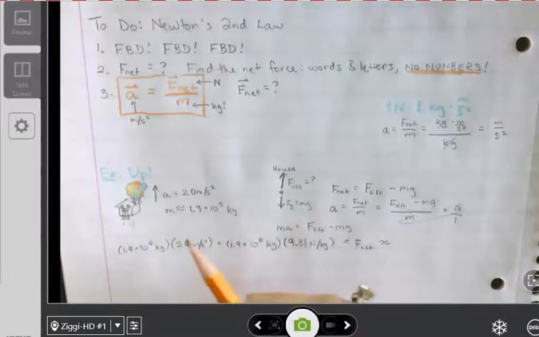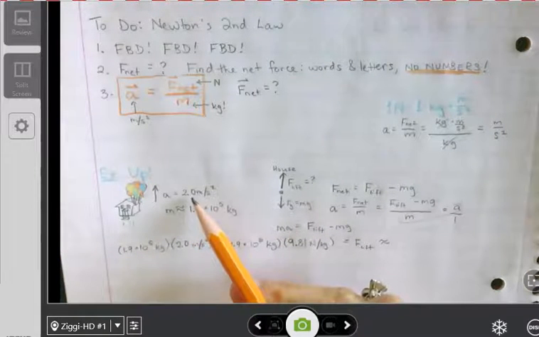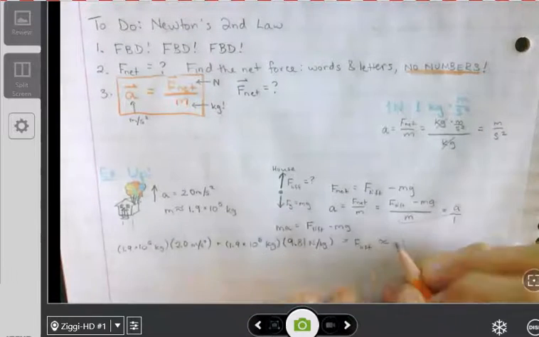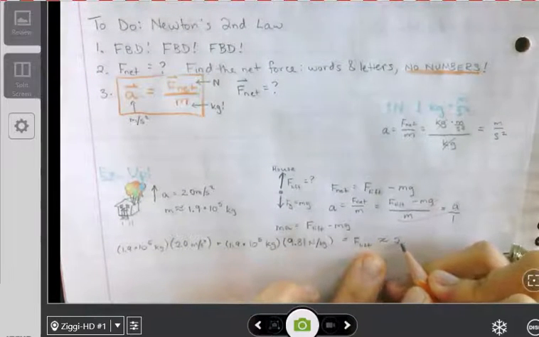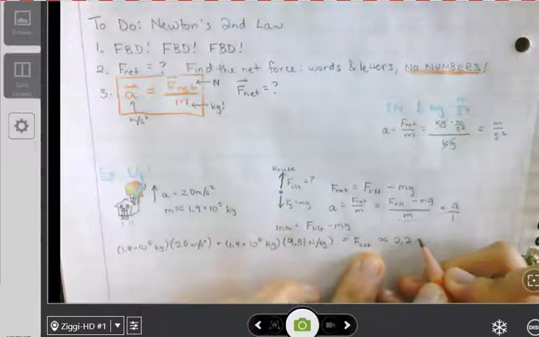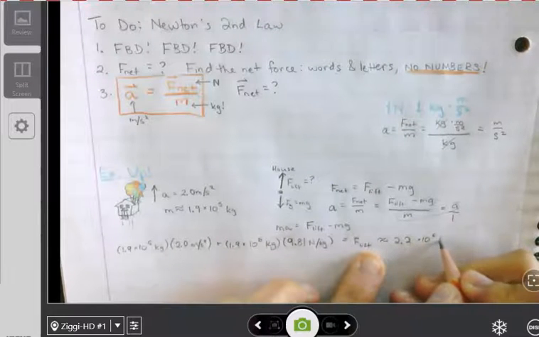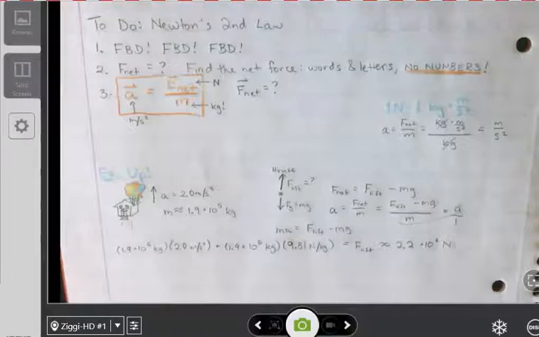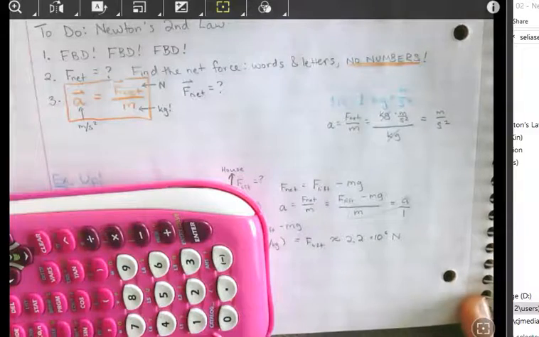To lift that house upward at a spry acceleration of 2 meters per second squared, you're going to have to apply a whopping 2.2 million newtons of force. That's a lot of balloons. Next example, let's try the horizontal.